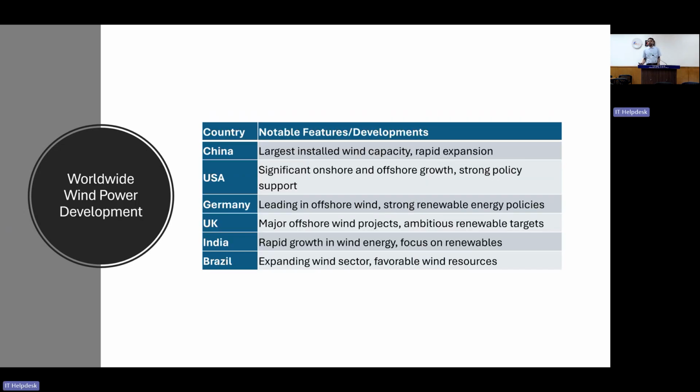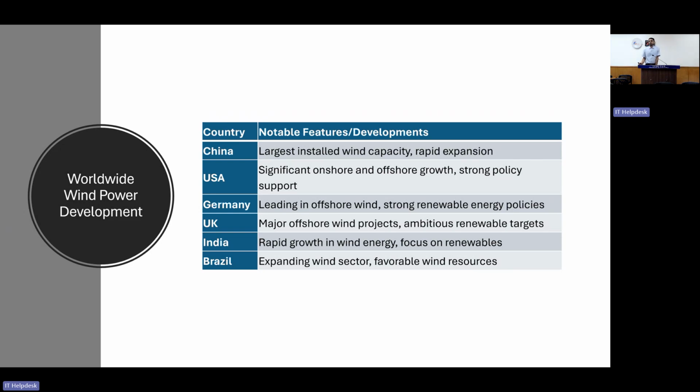Now coming to worldwide wind power development. Countries like China, USA, Germany, UK, India, and Brazil are among the front runners in utilizing their wind power. China has the largest installed capacity for wind power, and it is also rapidly expanding its capacity. The US has significant onshore and offshore installations for tapping wind energy, and they have very strong policy support for it.